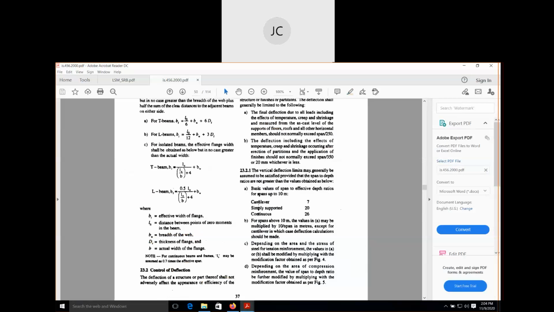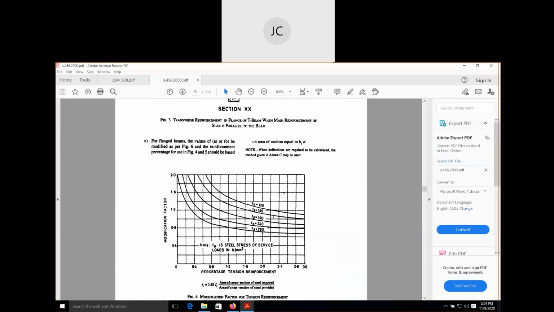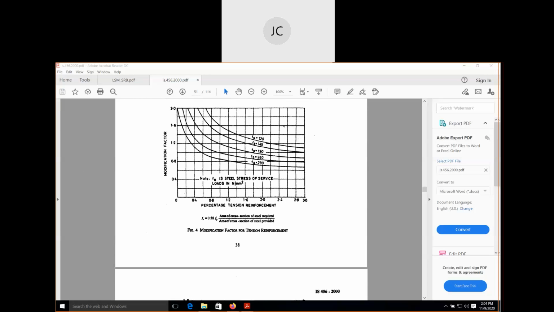You see in IS 456, this Fs means stress in steel. F for stress, S for steel. Stress in steel. So this is the formula to find out the value of Fs: 0.58 Fy into area of cross section of steel required divided by area of steel cross section provided.